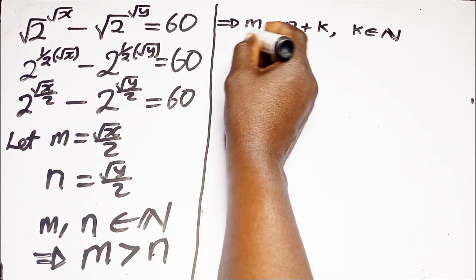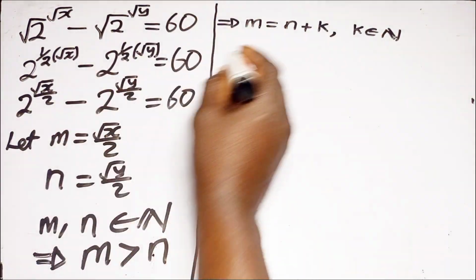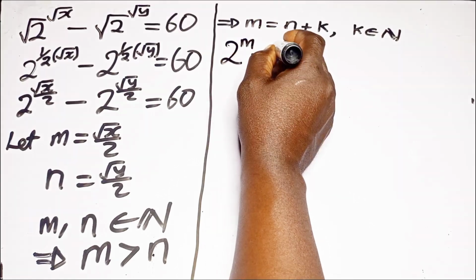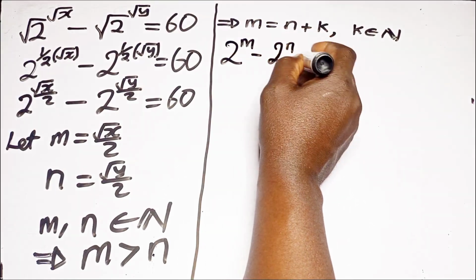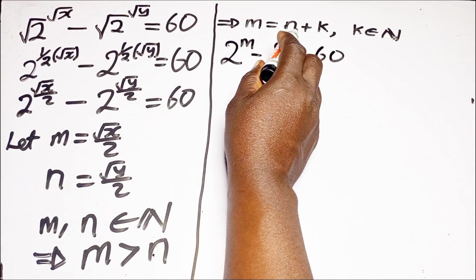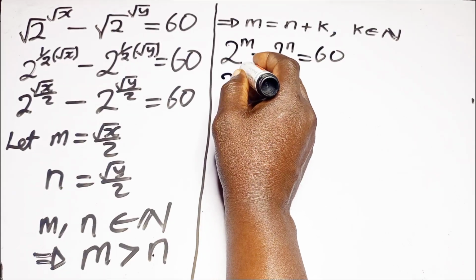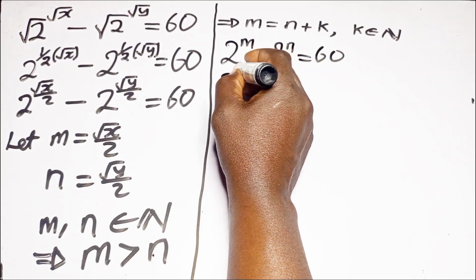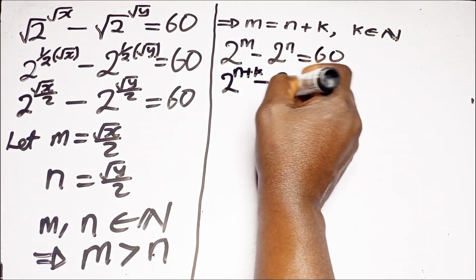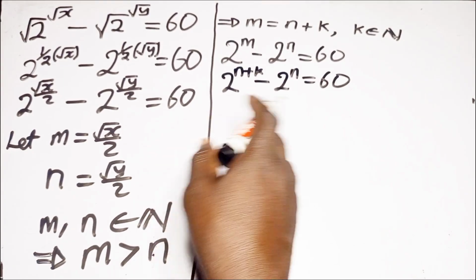If that is written, then we will now rewrite our equation, first of all, in terms of m and n. Since m is this and n is this, our equation becomes 2 to the m minus 2 to the n is equal to 60. Now when we replace m with n plus k, following our reasoning, we obtain 2 to the n plus k minus 2 to the n is equal to 60. This is what we get.